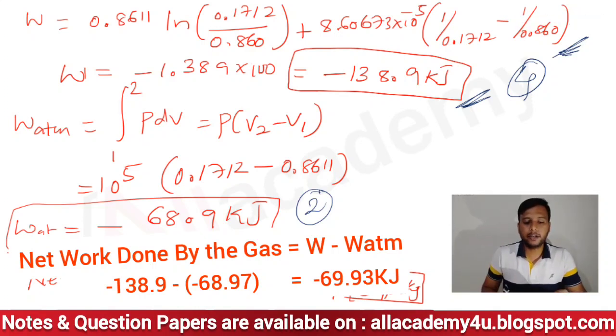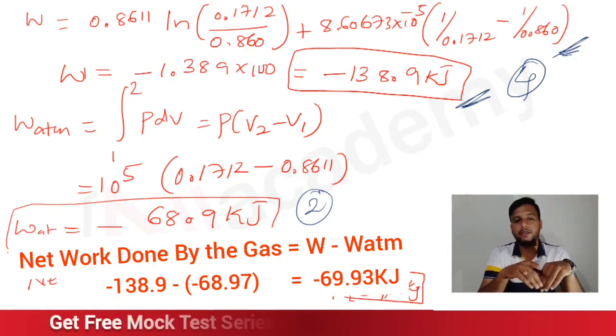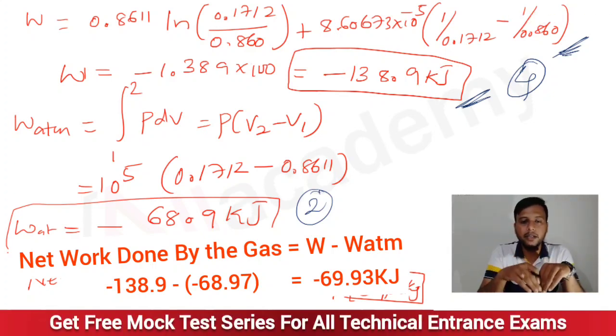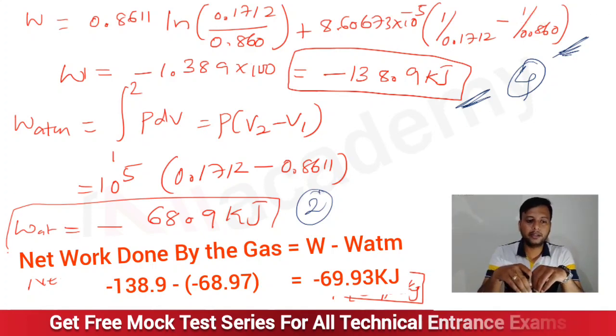So the final net work is nothing but the work done plus the work atmospheric. If you calculate both, you will get 2 marks. This is how the marks will be distributed when it is given for 8 marks. Okay, let us move to the next numerical.